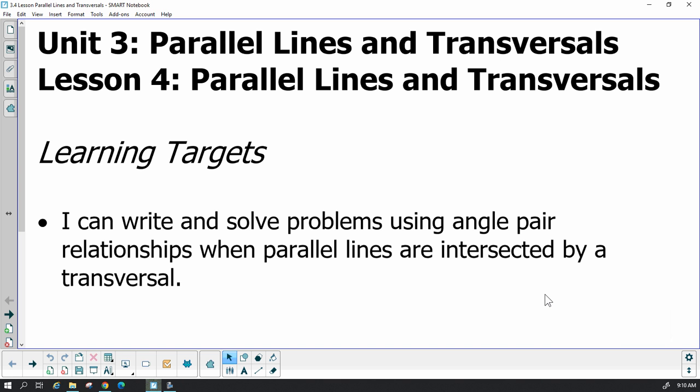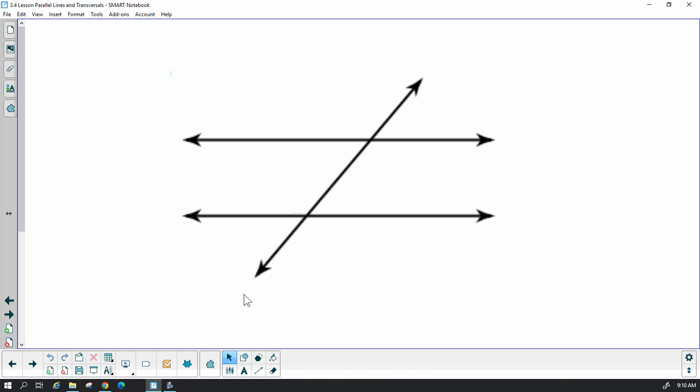Hey, all, today we're going to continue talking about angle pairs and transversals. And now we're going to start talking about what happens when those lines that the transversals cross are parallel to each other. So let's talk a little bit about notation.